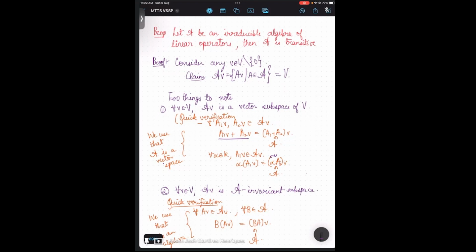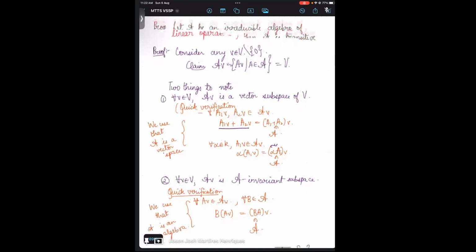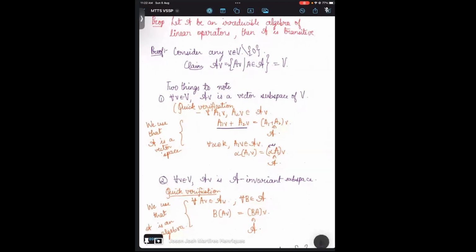The second claim that I made was that script A times V is in fact going to be invariant under script A. So for that, I need to show that script A maps any vector inside it to itself. So I pick any vector in script A times V, that's going to look like A times V for some A inside the algebra. Now if I take any member of the algebra, that is, any B in the algebra, I multiply B with that vector that I started with.